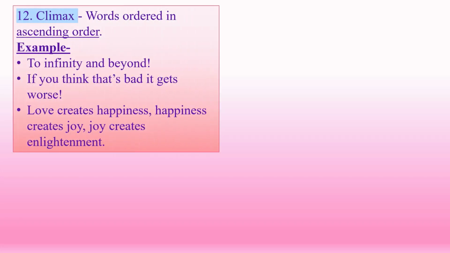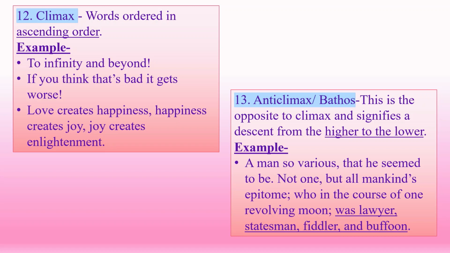The next set of figures of speech are climax and anticlimax. So let's first see what climax is. Climax are words that are put in ascending order. For example, I came, I saw, I conquered. To infinity and beyond. If you think that's bad, it gets worse. Love creates happiness, happiness creates joy, and joy creates enlightenment. It is a series of words or phrases or sometimes clauses in order of increasing importance.